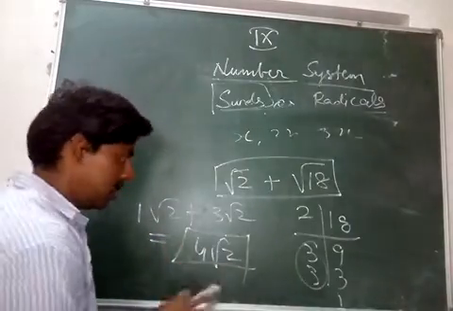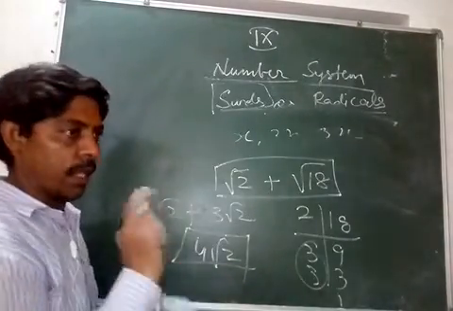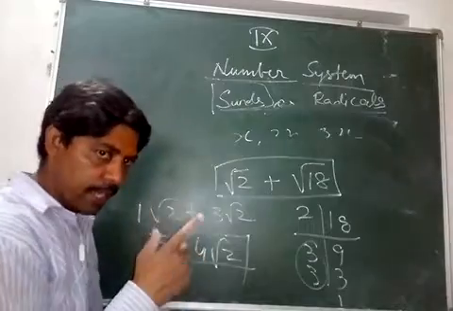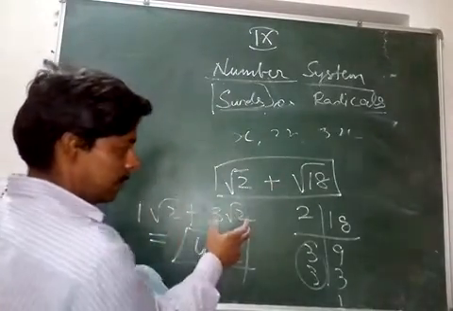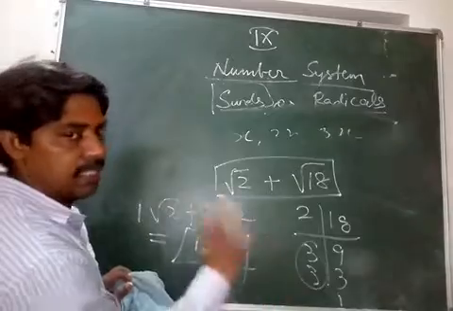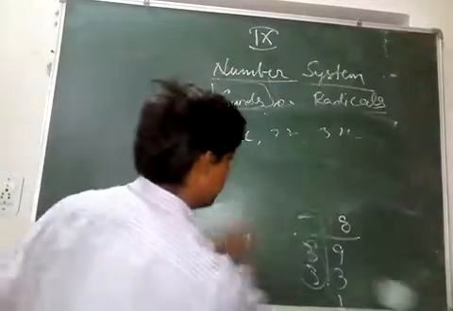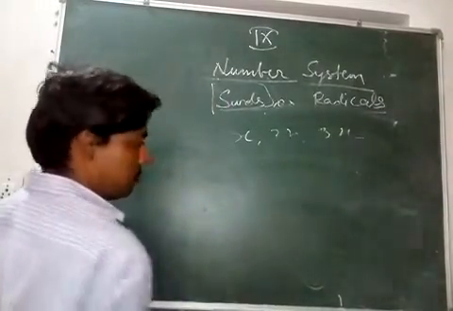Okay. So this is how you have to look whether the terms are like or unlike. If they are looking like unlike, can you make them like by taking mixed radicals? If no, don't do anything. Just leave as it is. Okay. So these are the rules for adding.